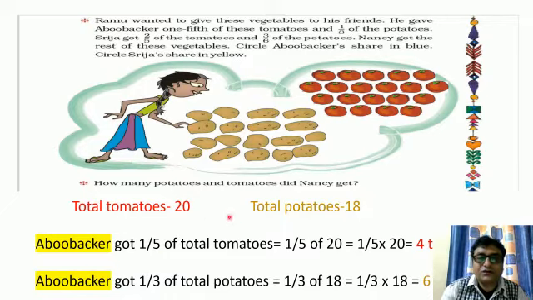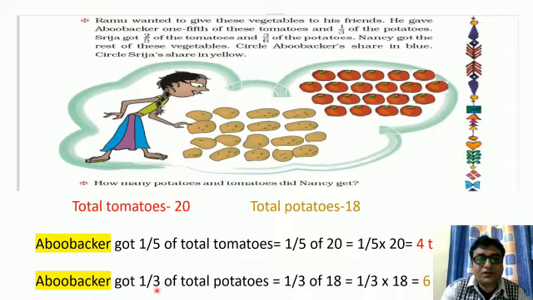So first what we will do, we will count the tomatoes. I have counted it 5, 10, 15 and 20. So 20 tomatoes are there. And total potatoes 1, 2, 3, 4, 5, 6, 7, 8, 9, 10, 11, 12, 13, 14, 15, 16, 17, 18. So potatoes, total potatoes are 18. So Abu Bakr got 1/5 of total tomatoes. So we have to just find out the 1/5 part of 20 tomatoes. So 1/5 of 20 means 1/5 into 20, which is equal to 4 tomatoes. Okay, here 4 tomatoes are written. So 4 tomatoes, 5 fours are 20. So 4 tomatoes out of 20 tomatoes.